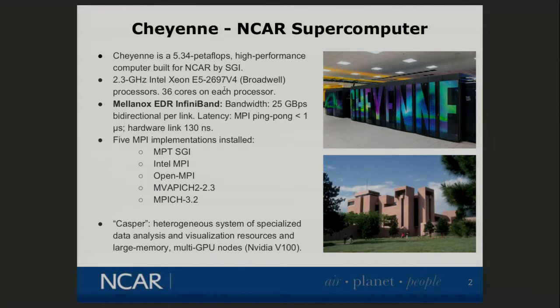And the supercomputer that we recently got is 5.34 petaflops, built by SGI, with Broadwell processors and Mellanox EDR InfiniBand. And currently there are 5 MPI implementations installed on the cluster. And unfortunately, this cluster doesn't have GPUs yet, but NCAR recently bought a prototype for an extension to Cheyenne that has lots of GPUs, P100, for machine learning purposes.